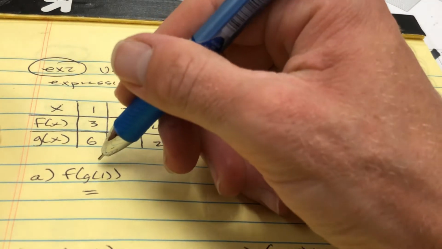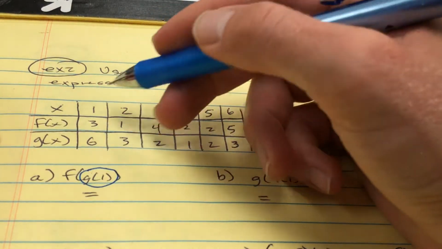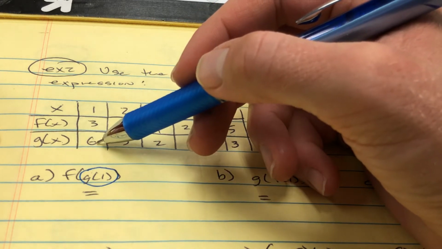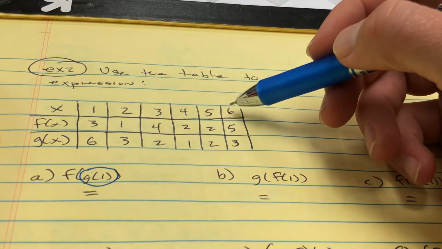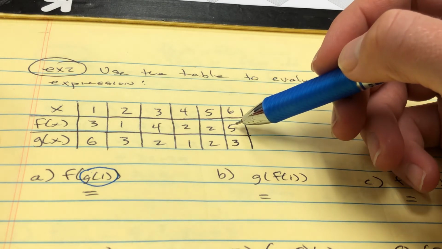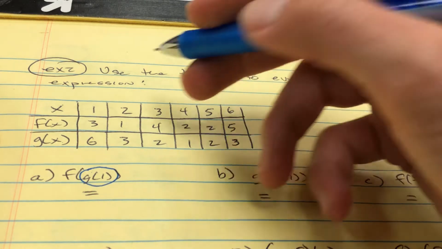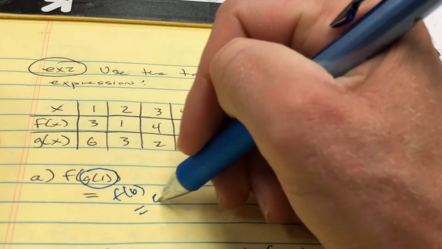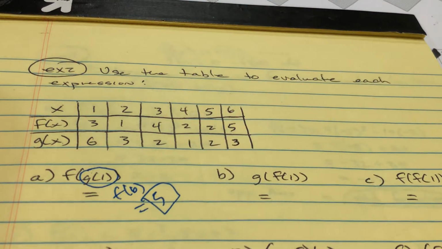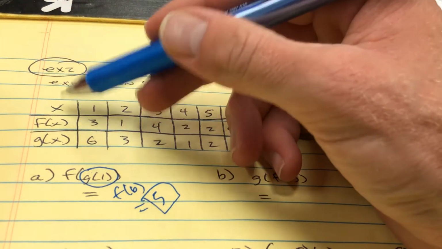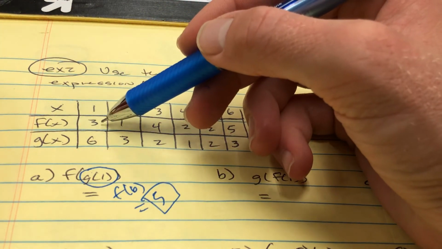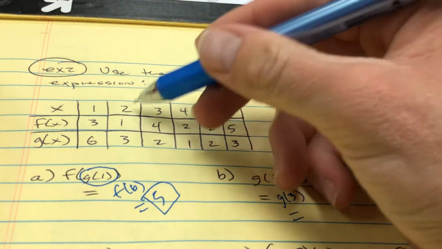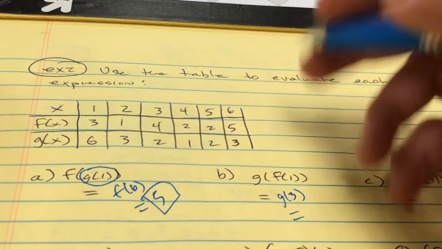So look at that. F of g of 1. G of 1 is 6. Now I need to figure out what f of 6 is. So f of 6 is 5. All right, g of 1 is 6, so I need to figure out what f of 6 is. F of 6 is 5, and that's my final answer. Next, g of f of 1. All right, so f of 1 is 3. So I need to figure out what g of 3 is. G of 3 is 2.